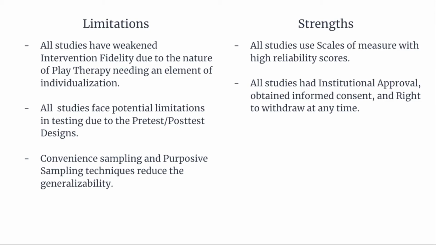Throughout all the studies, either convenience or purposive sampling were used, which reduces the generalizability to greater populations and requires more research to be done about different groups of people in different geographical locations. The major strengths of the study include the use of measurement instruments that had high reliability scores of 0.87 or higher. This ensures that the measurement tools are always accurate in what they are measuring. All the studies also include clearly stated strong ethical considerations in the form of institutional approval, informed consent, the right to withdraw at any time for any reason, and patient confidentiality.